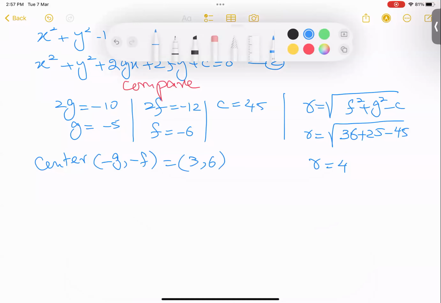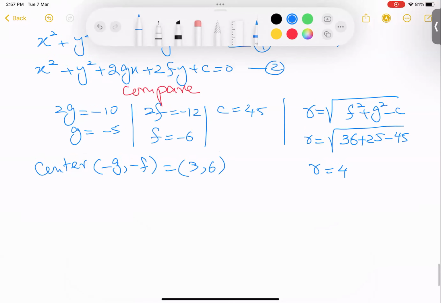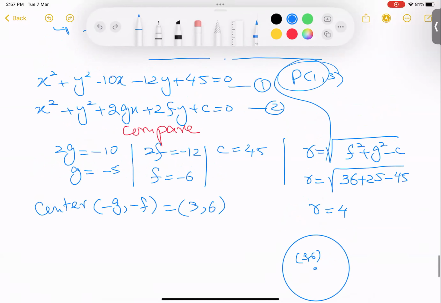Okay, I can complete the question now. This is a circle, and the center of the circle is... sorry for 1 minute, please. This is not 3, 6; this is 5, 6. Sorry for that. The point is exactly here, and the radius is coming to 4.